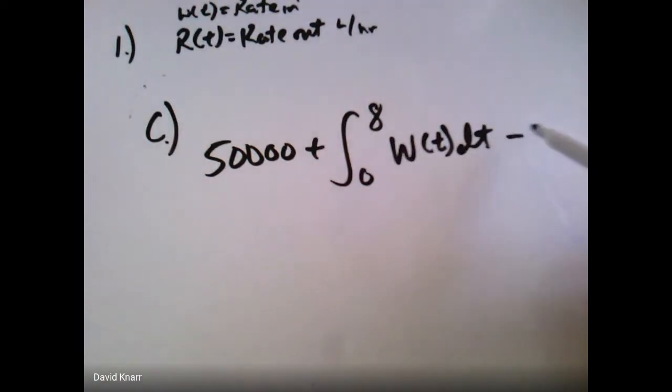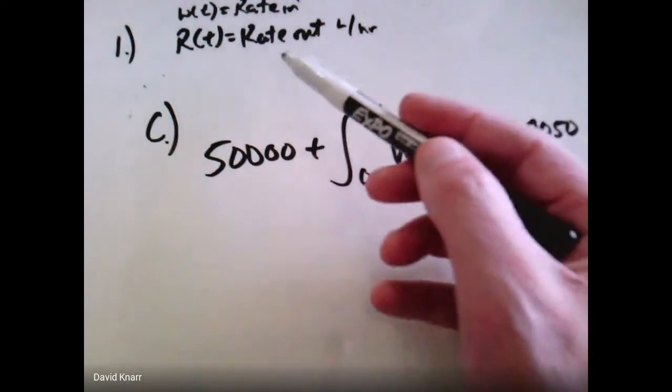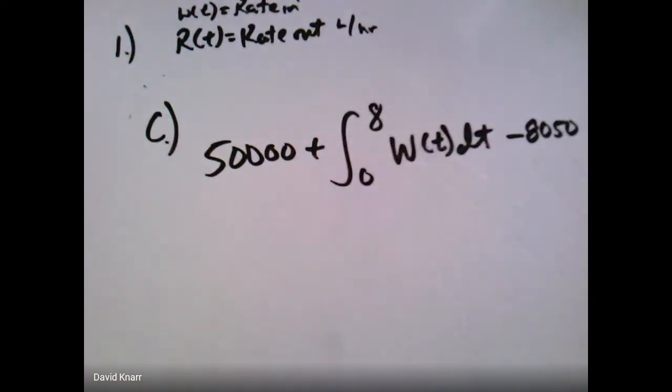And then I'm going to have to take out the 8050 that I just wrote in the last part, because that was the amount of water that was removed from the tank. The 8050 is not an integral. When you integrated in part B, you integrated by finding the left Riemann sum, right? You just added up all the rectangles. It's an approximation. Okay? So you get 8050 to remove.